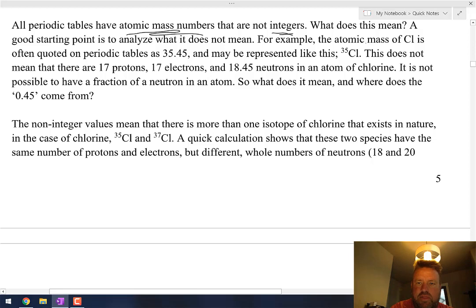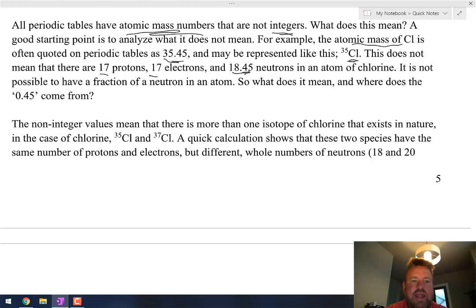For example, the atomic mass, and we talked about this in the previous lesson, is the mass on the periodic table for chlorine. You can round it different ways, but basically it's 35.45. A lot of times when we write that, we would just call that chlorine 35. Now, of course, what that doesn't mean is that there's 17 protons, 17 electrons, and 18.45 neutrons. Obviously you can't have 0.45 neutrons. But that 0.45 must mean something. So why, instead of 35 or 37, is it not a whole number?